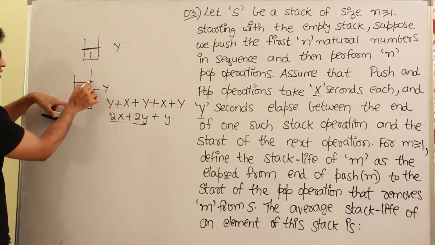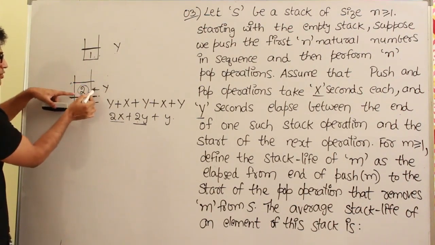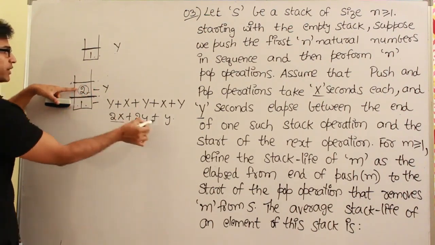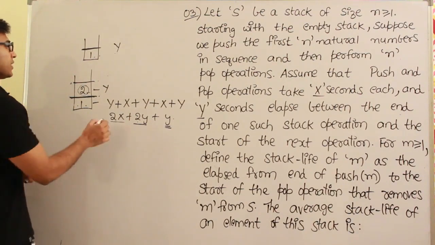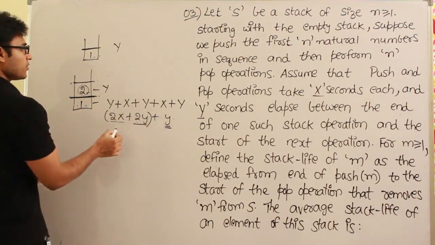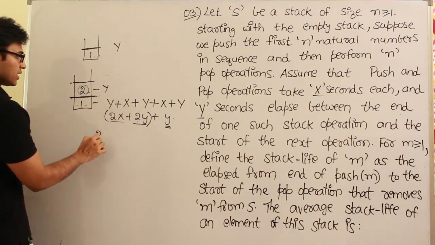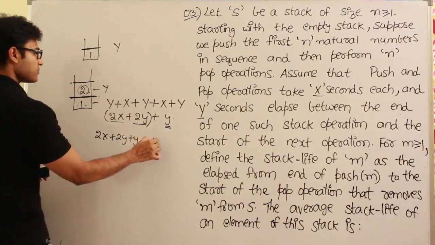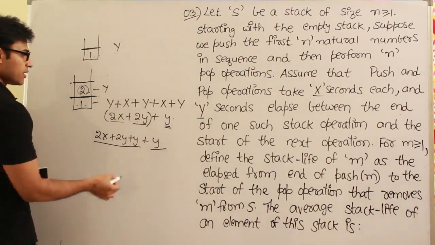Got it? And what about this one? This is exactly once. The reason is, after pushing 2 I have to wait for only one y before popping it off. That is why 1y. Got it? So in the case of two elements, the lifetime of each element is 2x plus 2y plus y for element number 1, and y for element number 2.